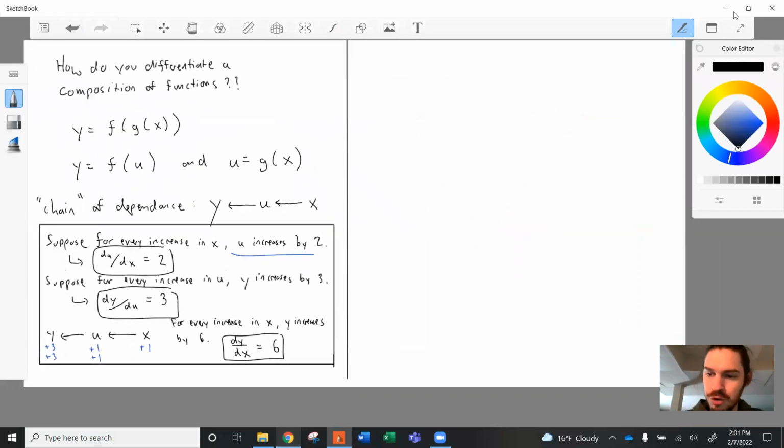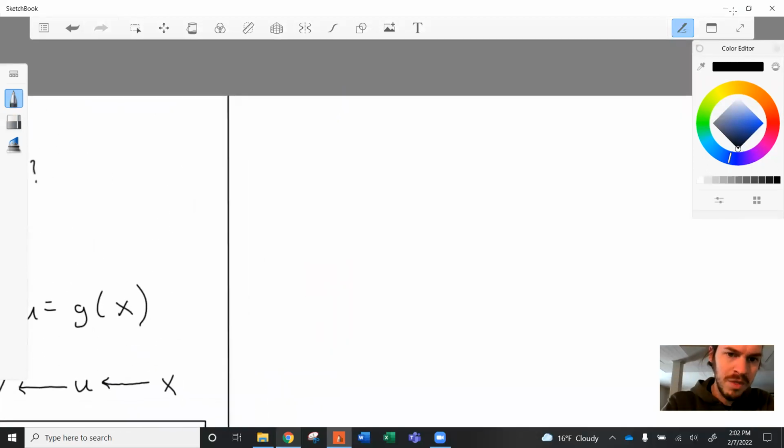I'm not going to do a rigorous proof of the next rule that I write down. We're just going to take what we've seen and extrapolate and say, hey, it looks like when you're trying to study the rate of change in a composition of functions, when you have a chain of dependence between 3 variables, you just take the 2 rates of change and multiply them together. That's exactly what the chain rule says. So let's write it down.